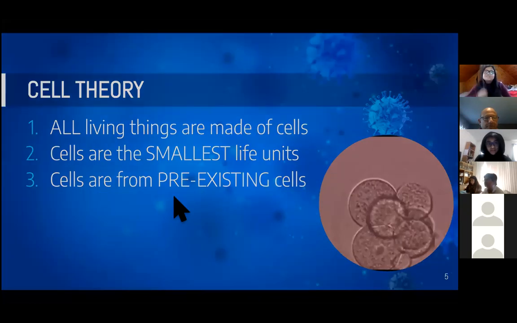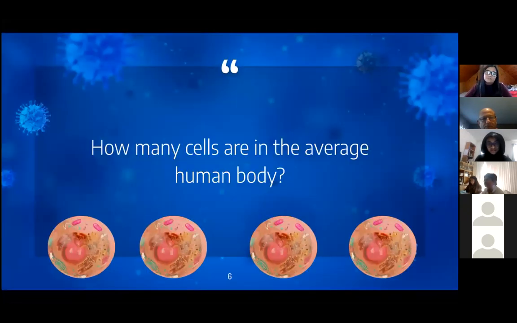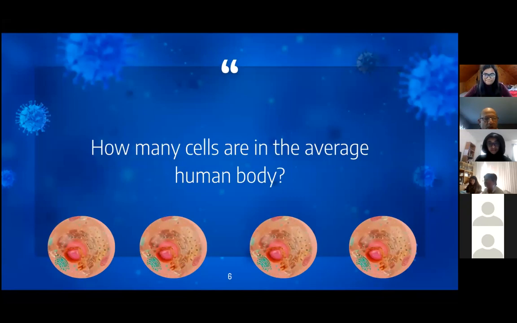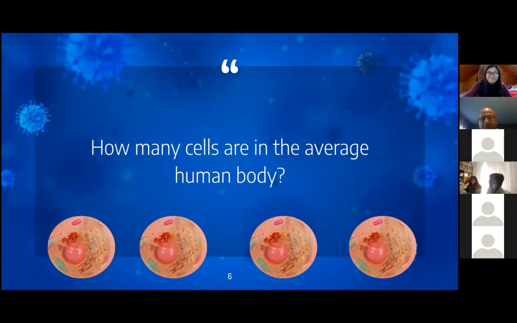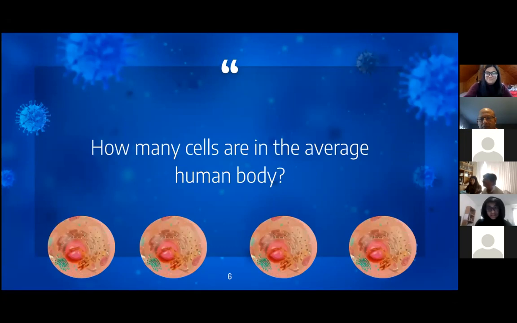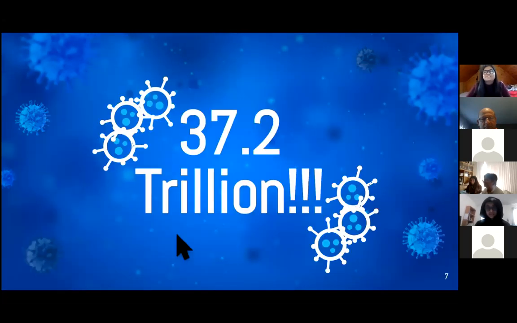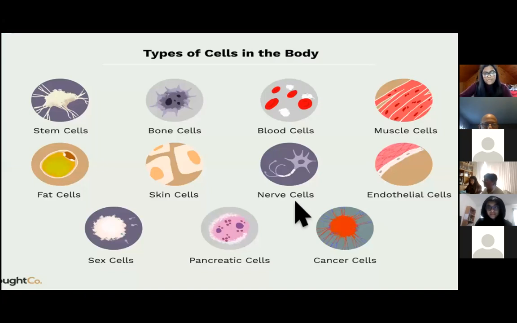So I have a question for you guys. How many cells do you think are in the average human body? 40 trillion cells. Yeah, trillions of cells. Okay. That's actually really close. There's 37.2 trillion cells in the average human body. Obviously, this changes according to your age, your body size, and your gender, but on average, it is 37.2 trillion, so good job.